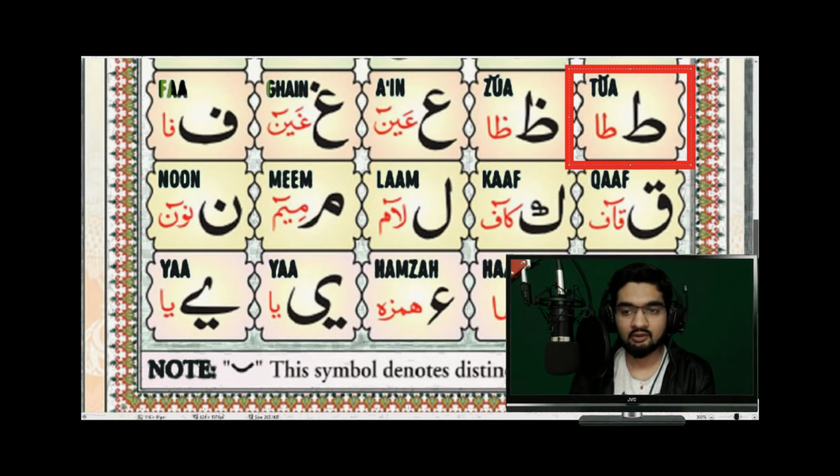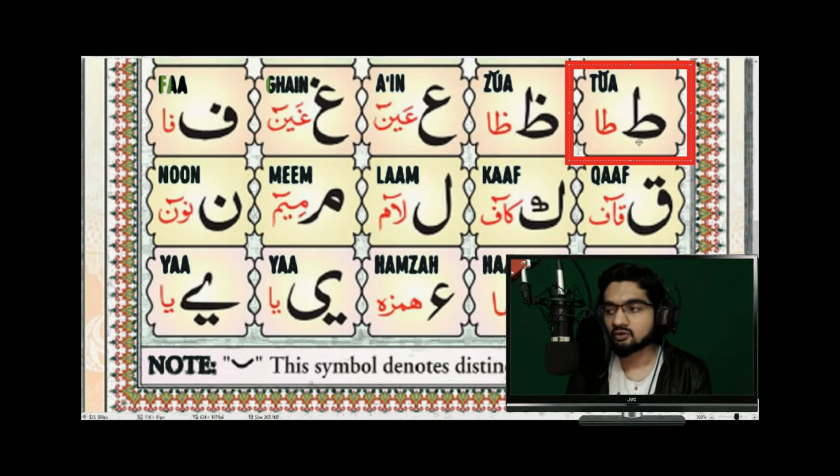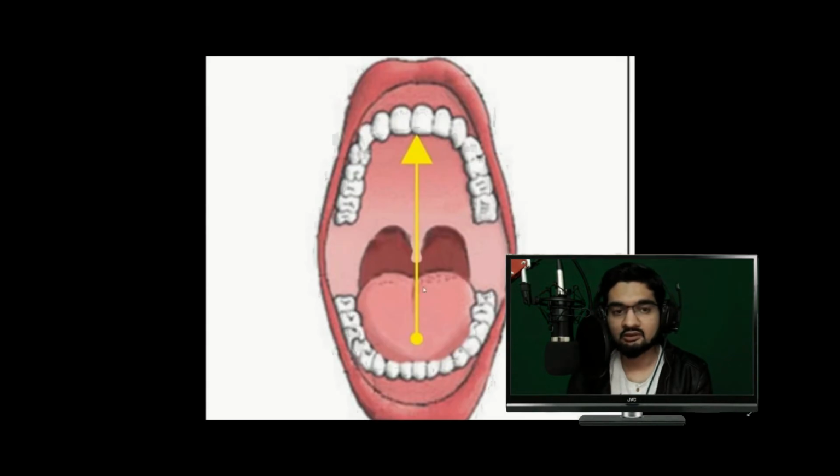The next Arabic alphabet is Ta. Ta. When the tip of our tongue touches the gum line of the upper front teeth.